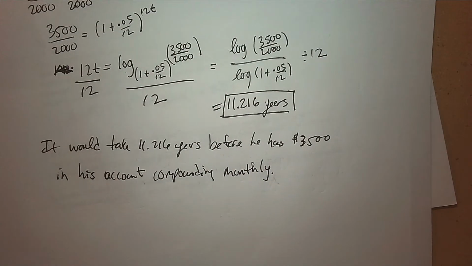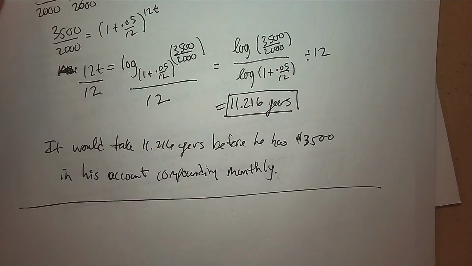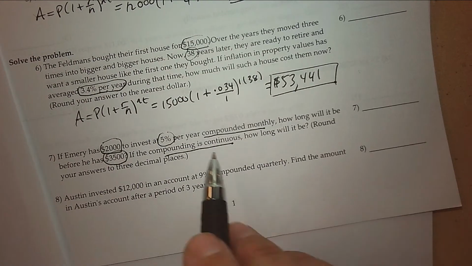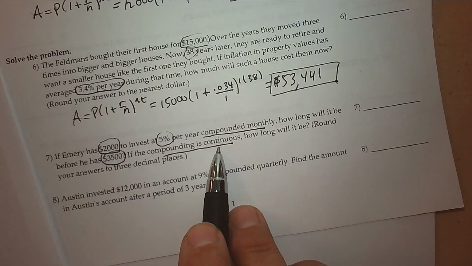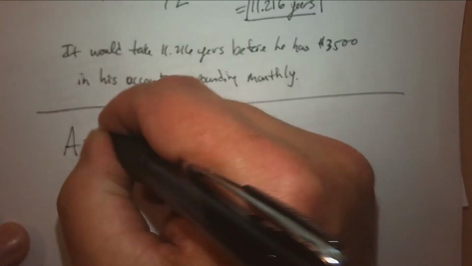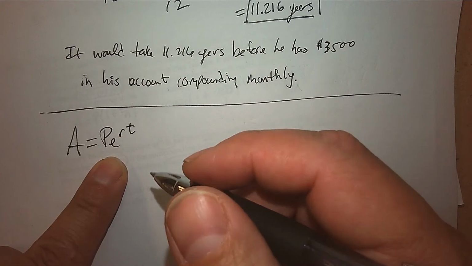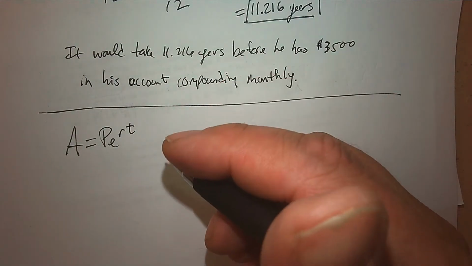Now, there's a second part to the same question. So still number 7. The second part for number 7 was to do the same thing, but this time compounding continuously. So that's a different formula. Compounding continuously is A equals P e to the rt. Remember, e in math is a number. Sometimes you remember this by just saying the word PERT.